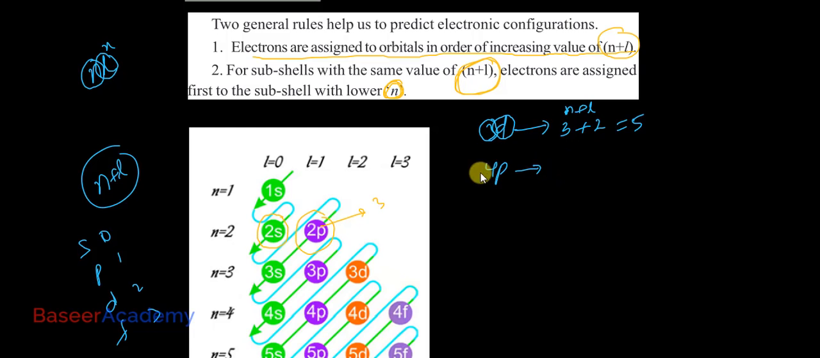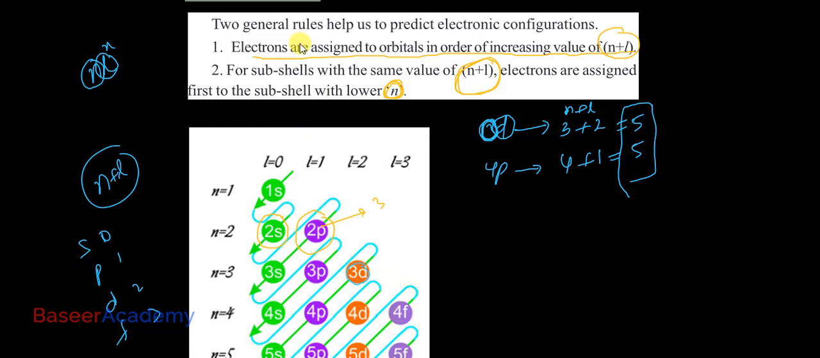Let us do the same thing for this also. N value is 4 here. L value for p is 1. So 4 plus 1 is 5. Both of them in this case have the same n plus L value. But which has a lower n value? 3d has a lower n value. That is the reason the electron will first occupy 3d orbital and then it will occupy 4p orbital.